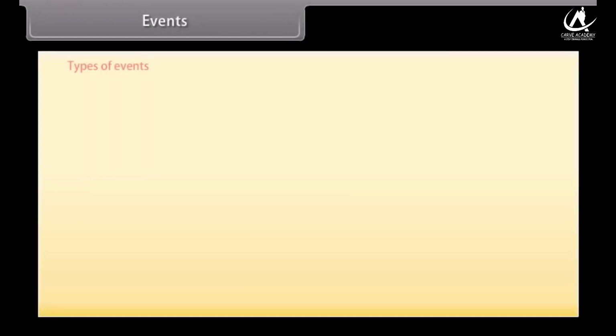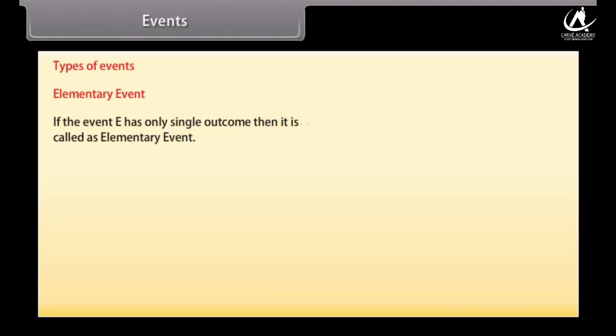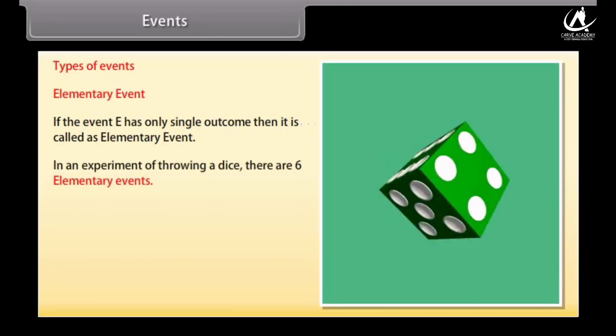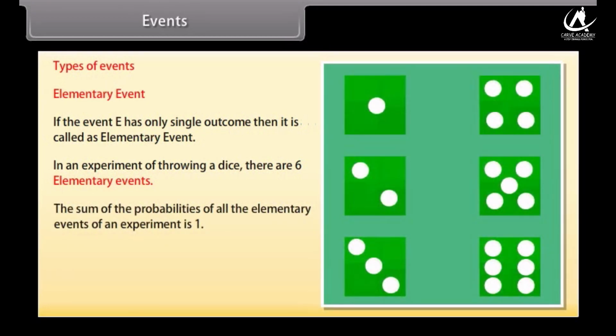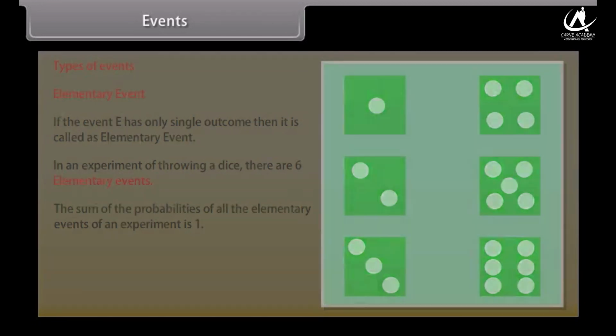Types of events. Elementary event. If the event E has only a single outcome, then it is called an elementary event. In an experiment of throwing a dice, there are 6 elementary events. The sum of the probabilities of all the elementary events of an experiment is 1.